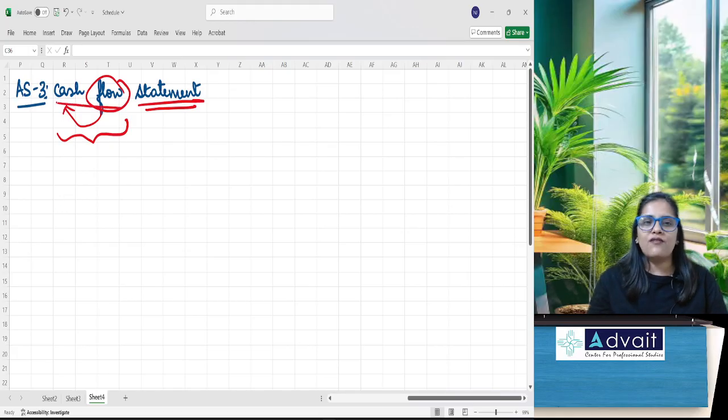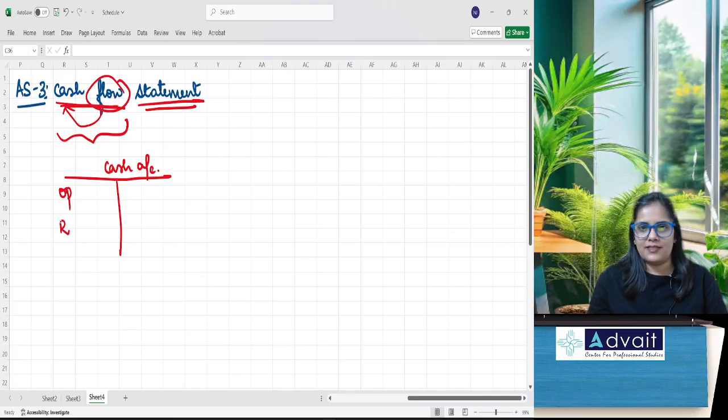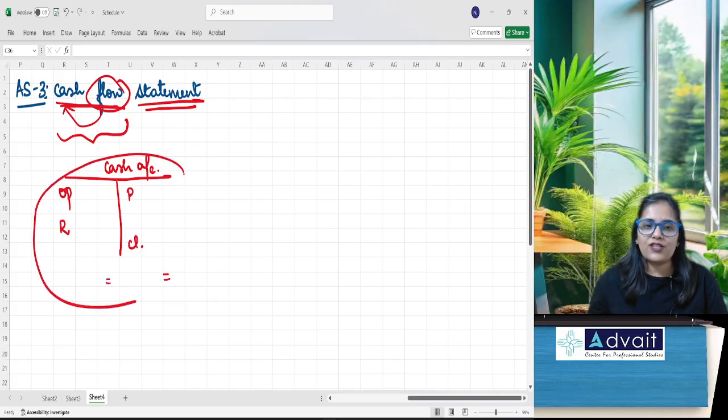Inflow and outflow, that is where the cash is coming in and from where it is going out. We record the inflow and outflow of cash in our cash account. We prepare something called a cash account. We start with the opening balance, then we record all the receipts, then all the payments, and then we record the closing balance. This cash account, now prepared in statement form, is a cash flow statement.